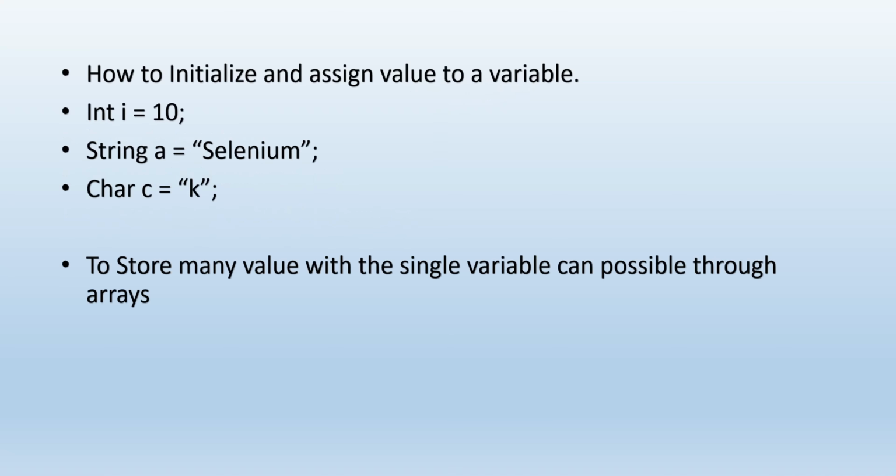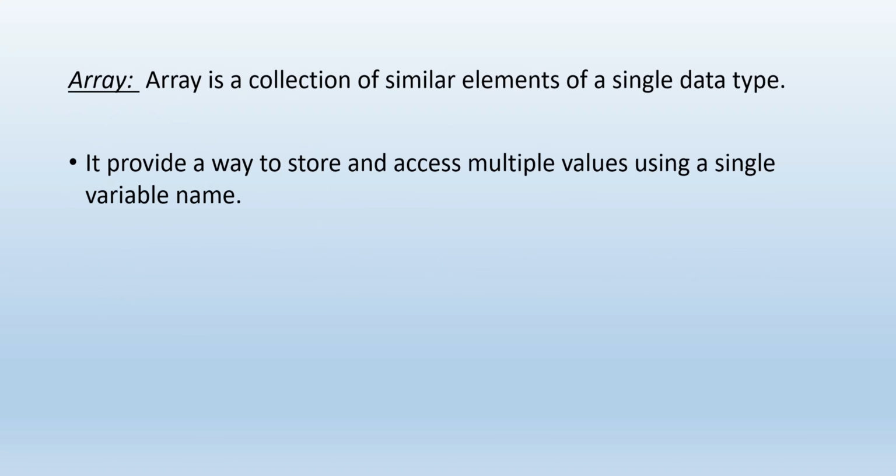Storing many values in a single variable is possible through arrays. Let's see what an array is. An array is a collection of similar elements of a single data type. We can add values in an array of a single data type only. We cannot add values of different data types. If the variable is int, we can add int values only. If it is a string, we can add string values only. But we cannot add multiple data types like int, string, character. An array provides a way to store and access multiple values using a single variable name.